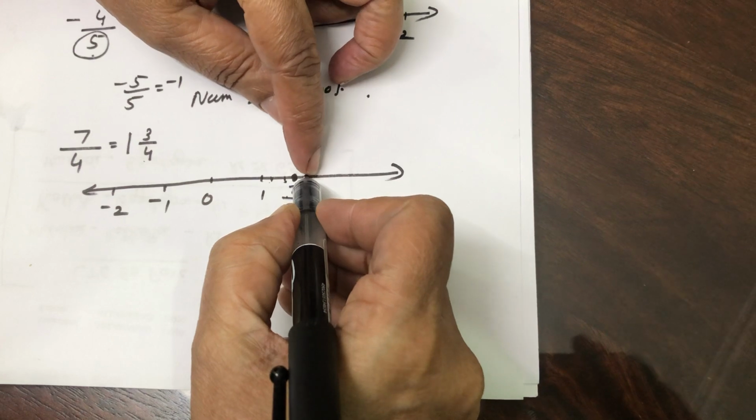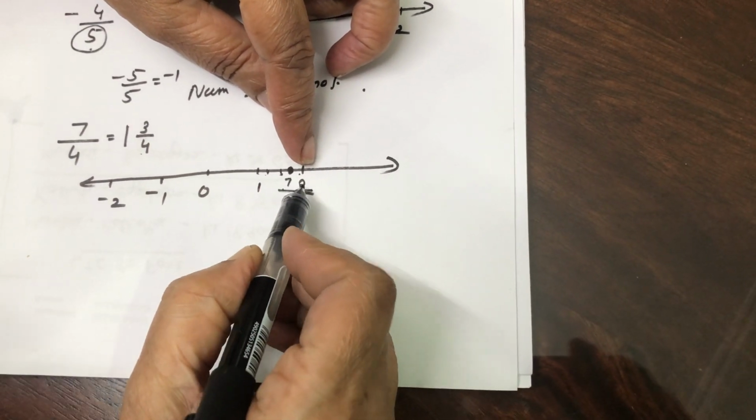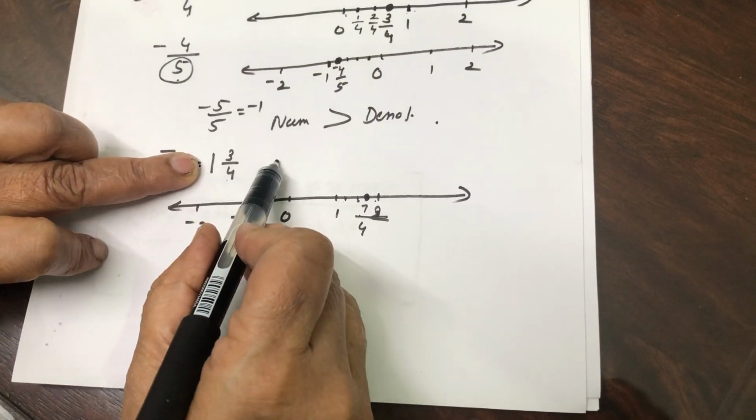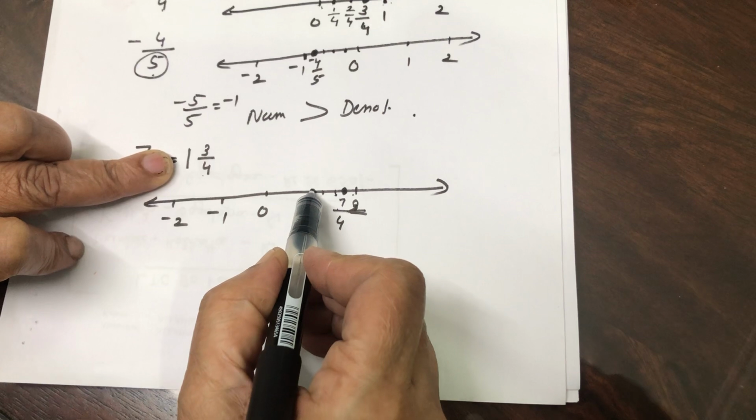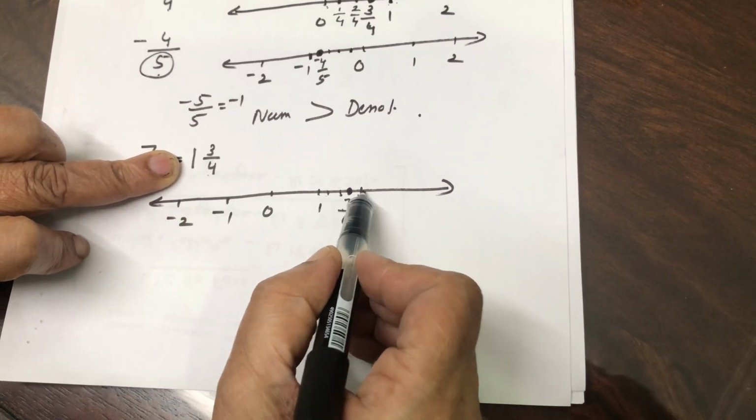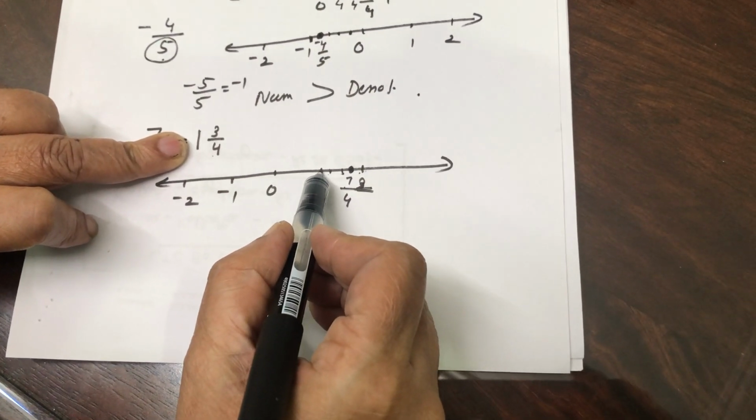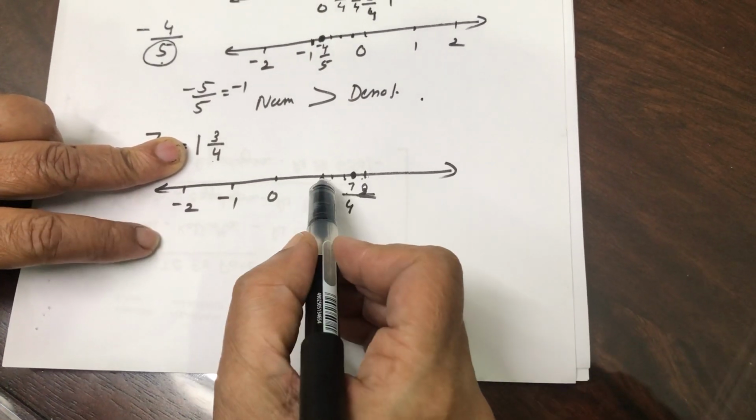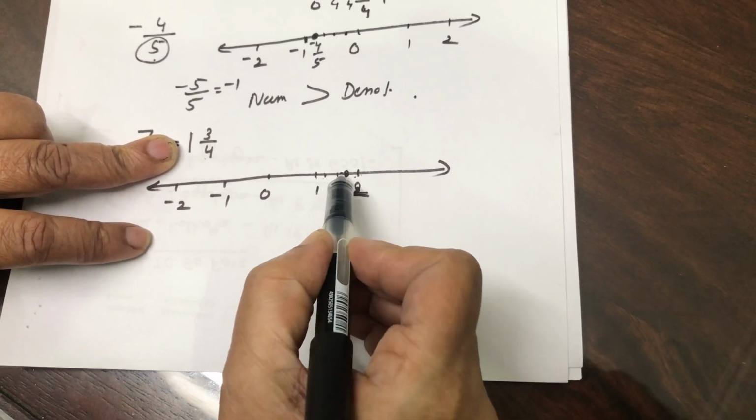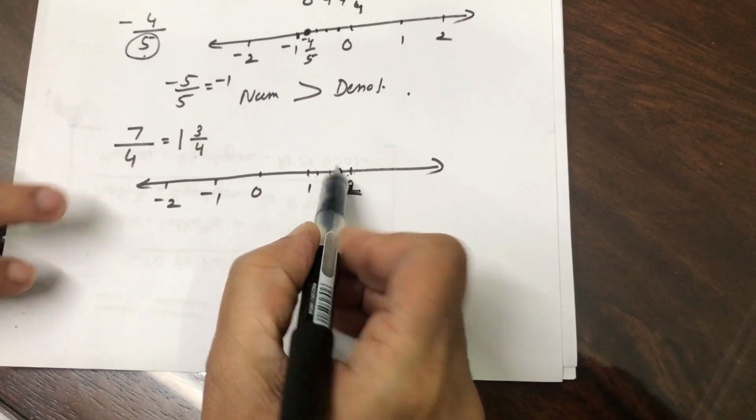The next one is 8 by 4. What is 8 by 4? 8 by 4 is equal to 2. So it lies between 1 and 2, which is divided into 4 equal parts, denominator 4. This 3 by 4 means moving 3 places to the right from 1. So this is 1 and 3 by 4.